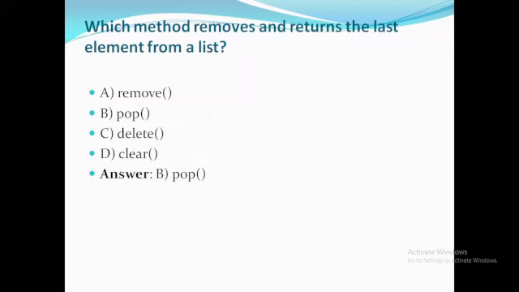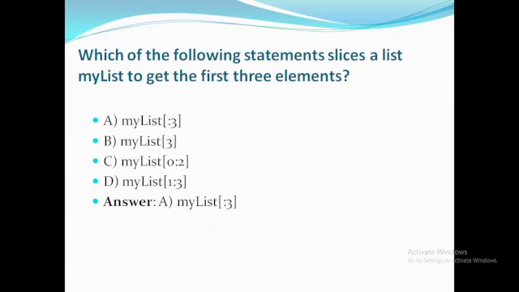Next question: which method removes and returns the last element from the list? If we want to return the last element, it will be pop. Delete is to delete an element, clear is to clear the elements, remove is to remove a given element. But here it is asking which one returns the last element from the list. If you want to remove the last element of a list, we have to use the pop method, the pop function. Actually a method is a function in Python.